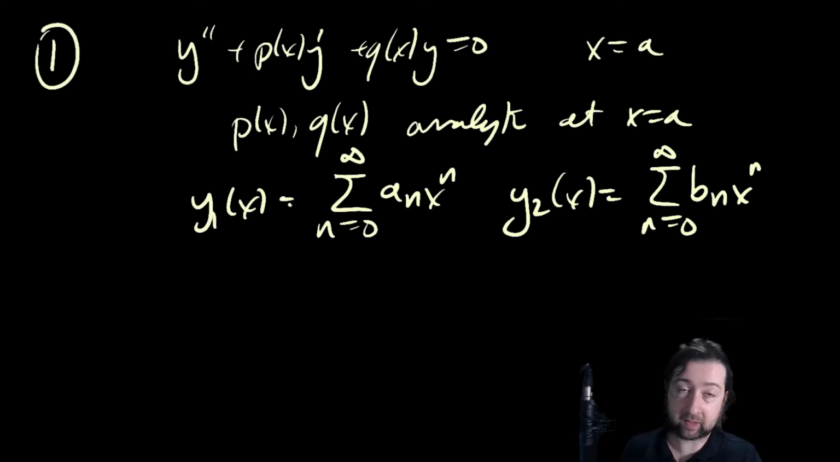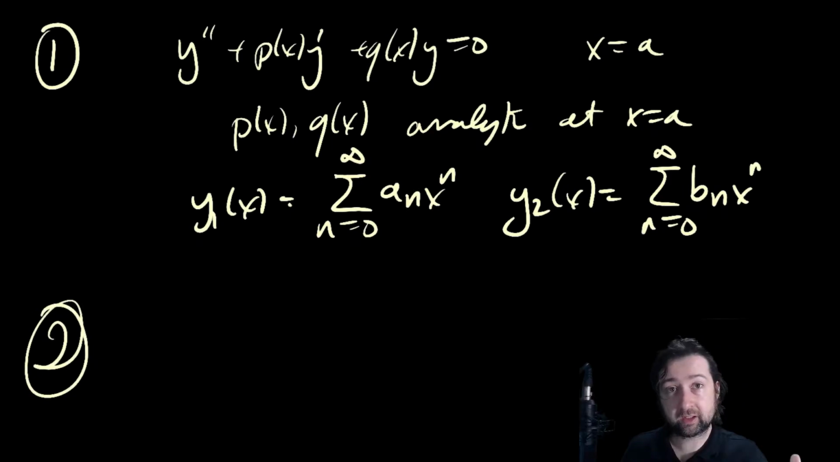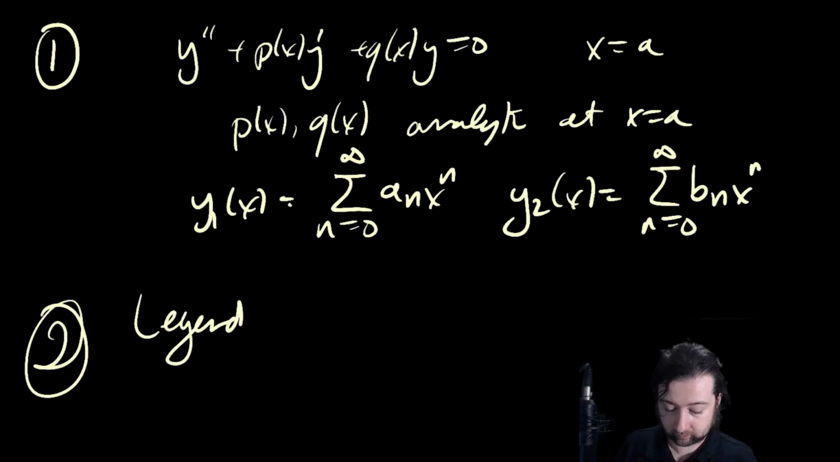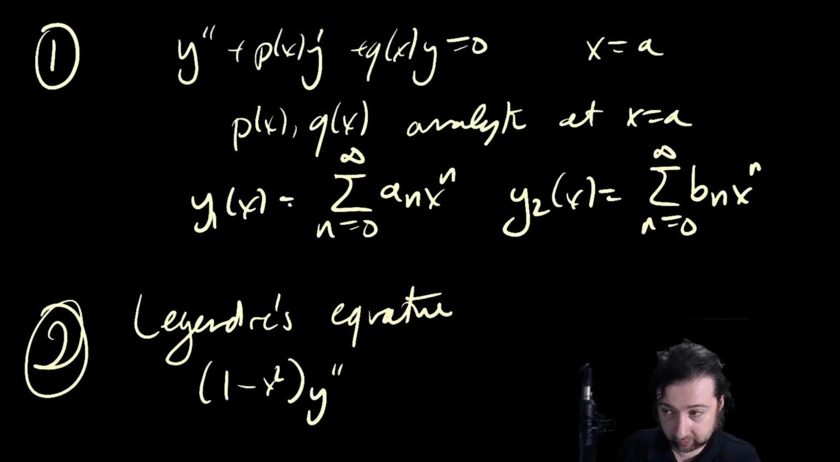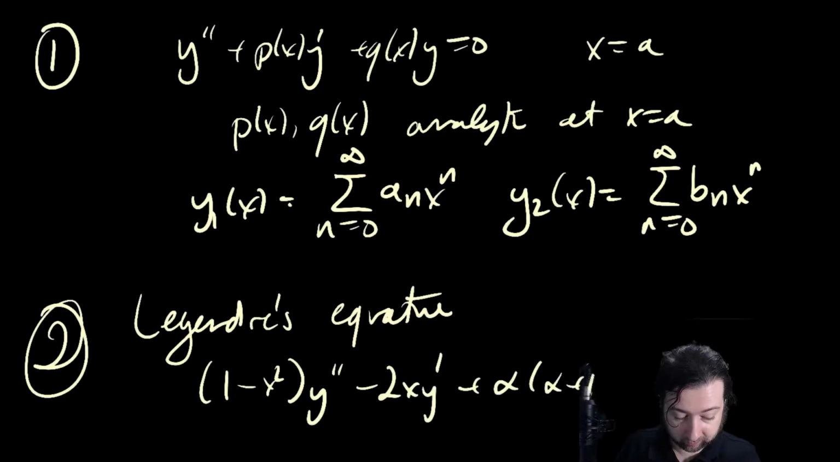So first we developed a technique based on an assumption about the behavior of the equation, and then we solved a specific equation with the objective of examining its solutions. The particular equation that we solved was called Legendre's equation. Legendre's equation shows up in many physical applications, and the equation itself is 1 minus x squared y prime prime minus 2x y prime plus alpha times alpha plus 1 times y is equal to 0.